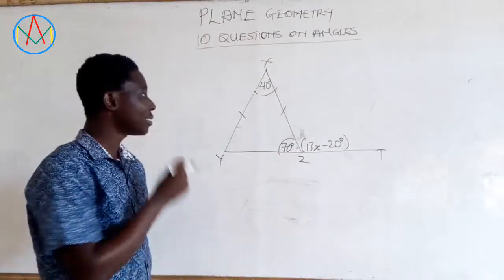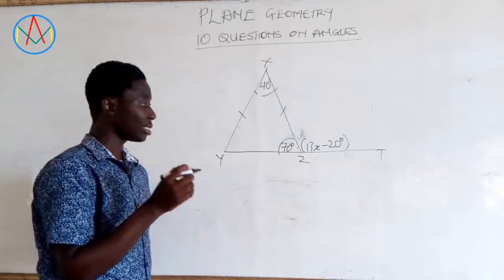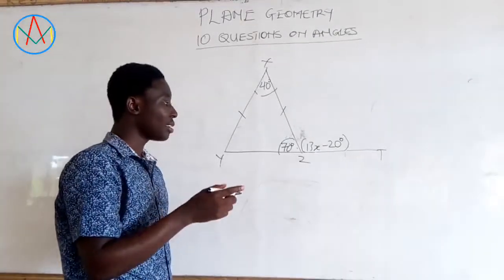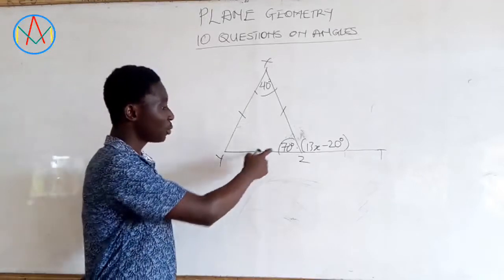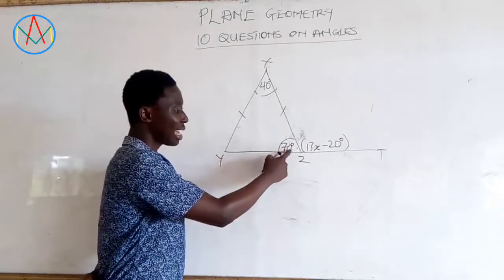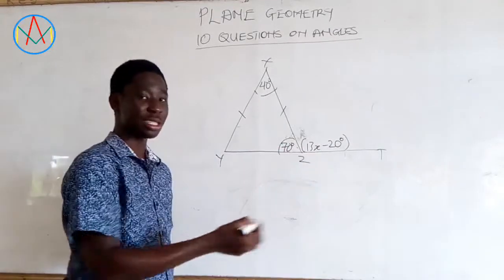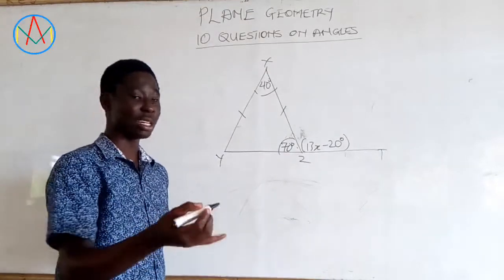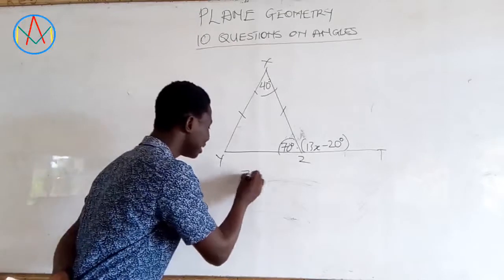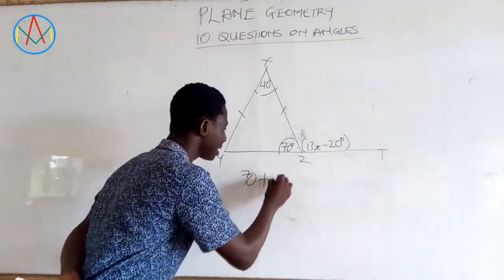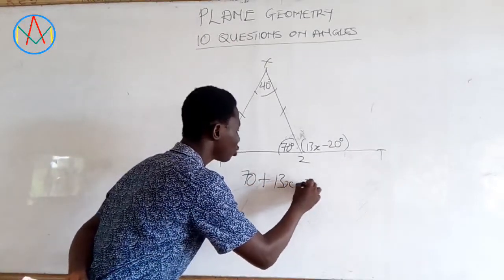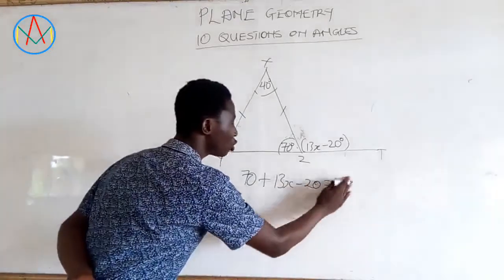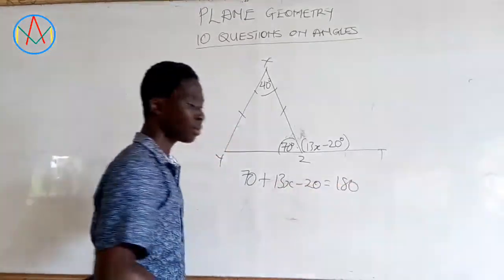Now this one, we can solve it in two different ways. Now let's look at the first way of solving it. So this one, looking at this angle and this angle, they are on a straight line. And angles on adjacent straight lines sum up to 180. So we can add this one plus 13x minus 20 is equal to 180, sorry.